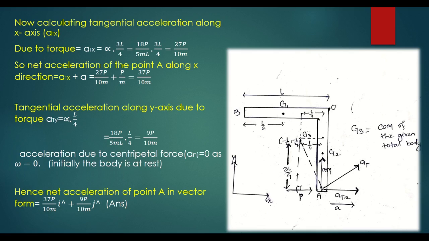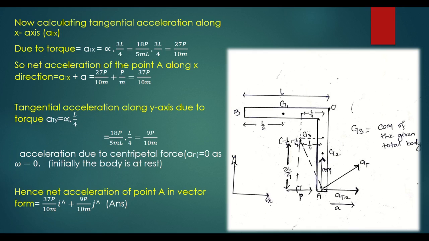Now we will calculate the acceleration of point A of the body due to the torque by force P. As per the diagram, P is acting at point A. Hence, the vertical distance of point A from the center of mass G3 is 3L by 4 and the horizontal distance is L by 4. So the tangential acceleration due to the torque along the x-axis, atx, is equal to alpha into 3L by 4, which is 18P by 5ml into 3L by 4, equal to 27P by 10m.